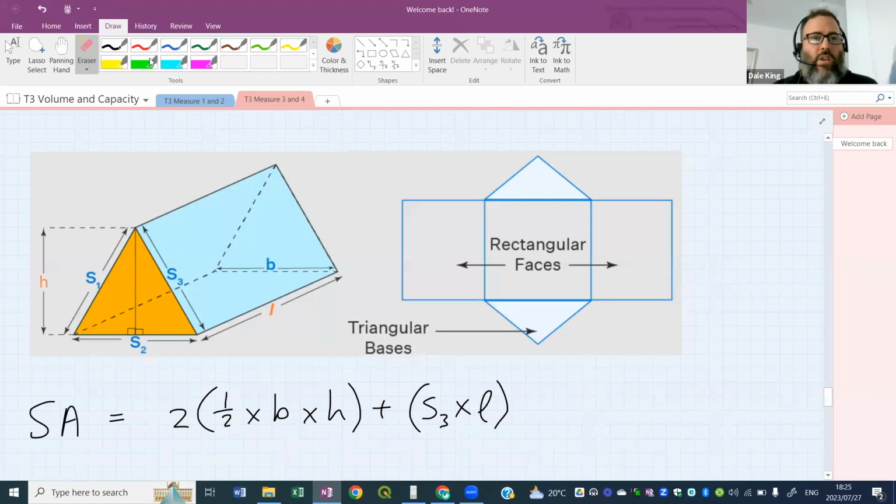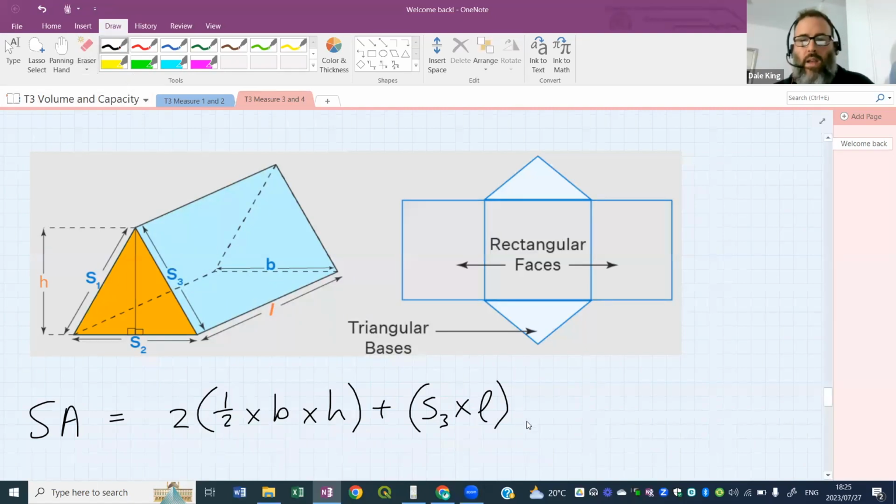Okay. So we are working out this blue rectangle here first. To do that, we need the 2 dimensions. We need the L, which they gave us there, and we need this one, which is the width, but they called it S3. Now we need to figure that out. So we're going to have to work that out.